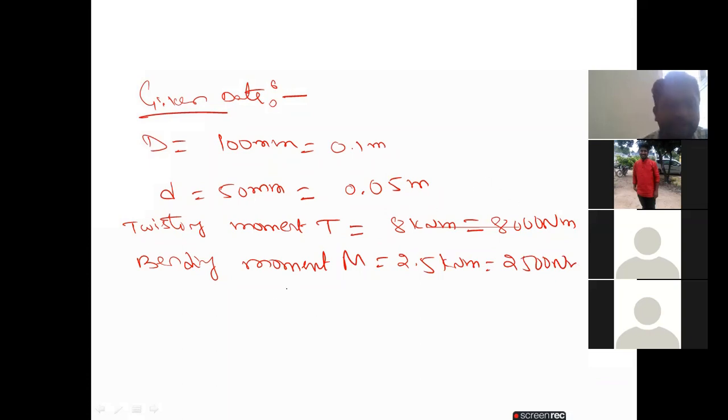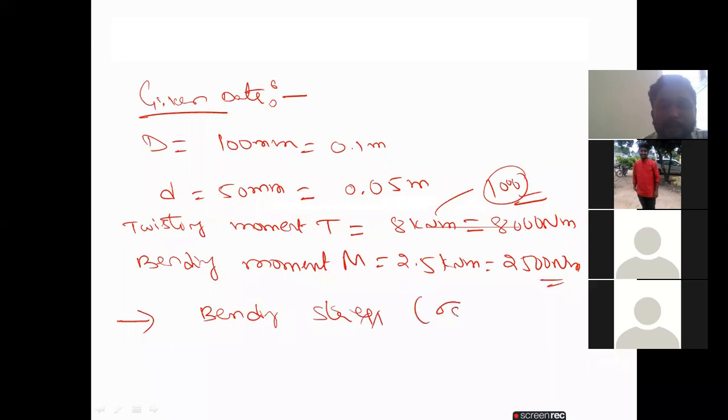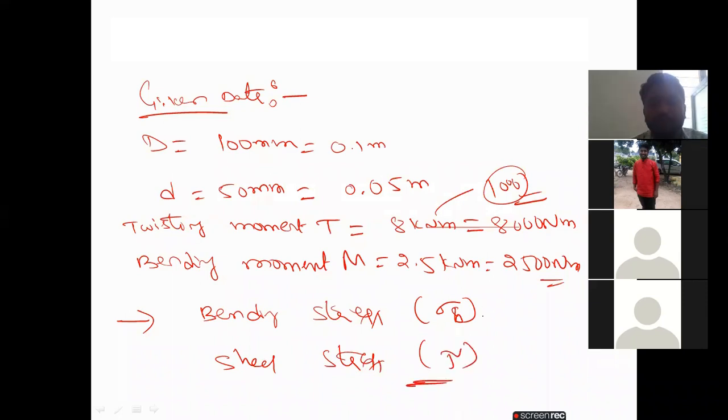Next, first we have to calculate the bending stress, sigma B, due to the bending moment, and also the shear stress, small tau, due to the twisting moment. So due to the bending moment we calculate the bending stress, and due to the twisting moment we calculate the shear stress.